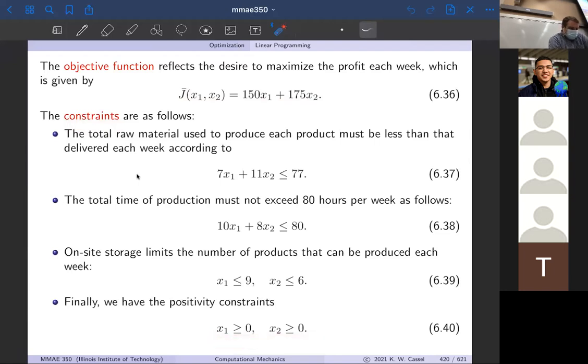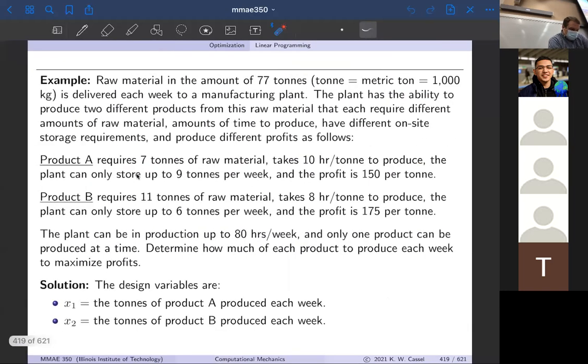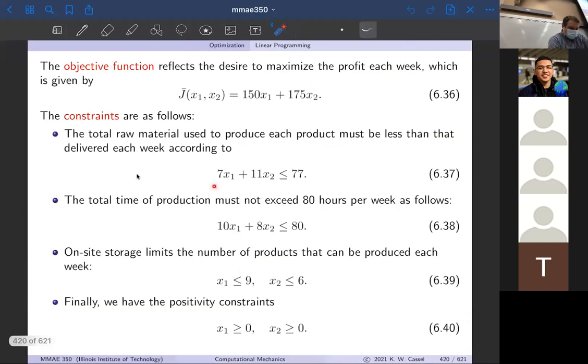So I've decided to start here in terms of constraints with the total raw material. So the limit is 77 because that's how much is brought into the plant each week. How much I use is 7 tons for A and 11 tons for B. So 7 times x1 plus 11 times x2 has to be less than that 77. Okay, so 7x1 plus 11x2 is less than or equal to 77. Inequality constraint.